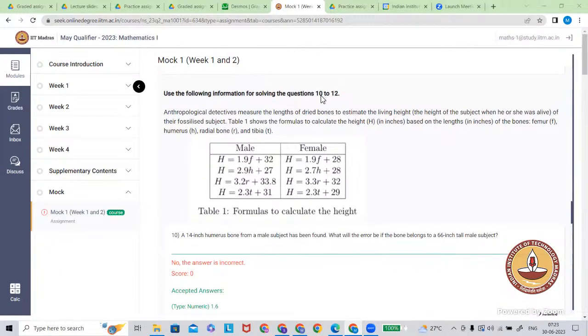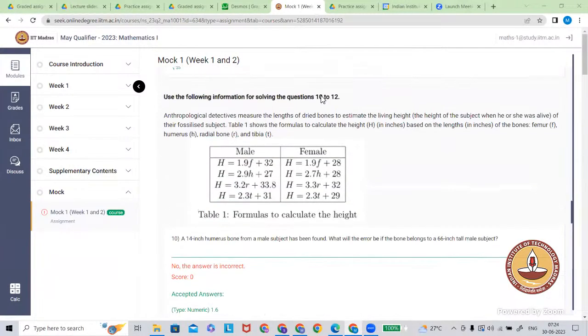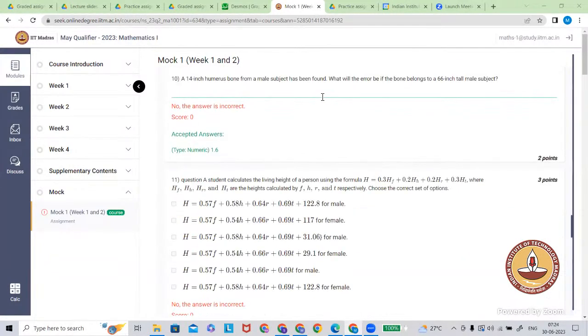This is not a question. Students calculate the living height of a person using this. So HF, small h, HR, and HT. He calculated the height on the basis of whatever you have. So that means for a person, using height.